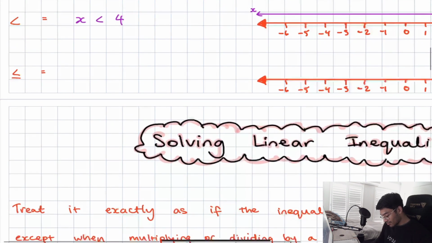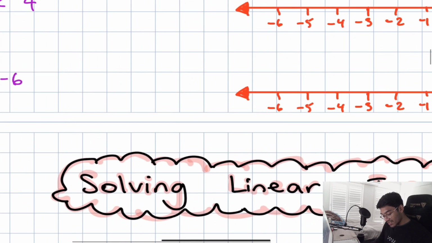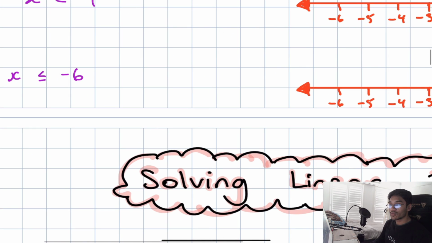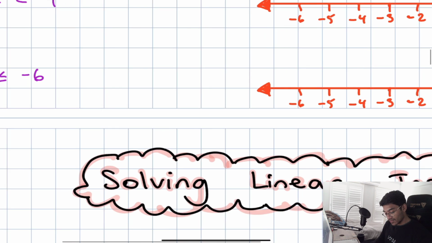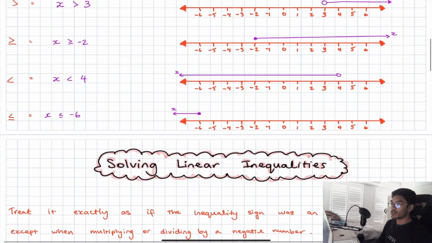Now finally, if I say x is, we'll say less than or equal to -6, what that means is we're starting at -6, and because it's also equal to, so less than or equal to -6, I'm going to do a closed dot, and again my arrow, and x. So that means x can be -6 and lower. So that's how we draw it on a number line.